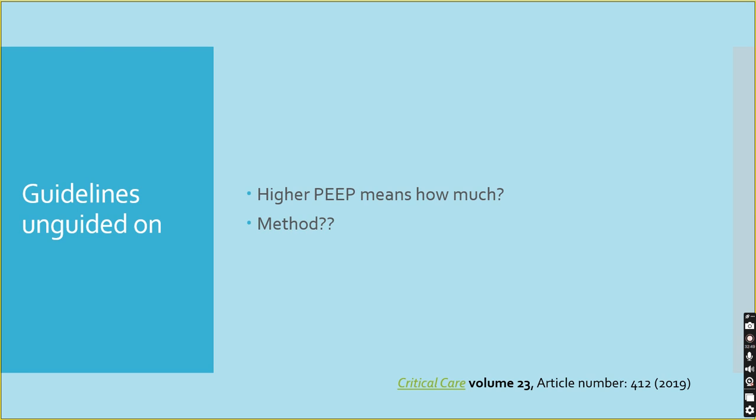So guidelines are unguided on how much higher higher PEEP means. So you have to titrate at the bedside, looking at a lot of things, and which method to be used for titration of PEEP. This is again a controversial issue. Next slide.